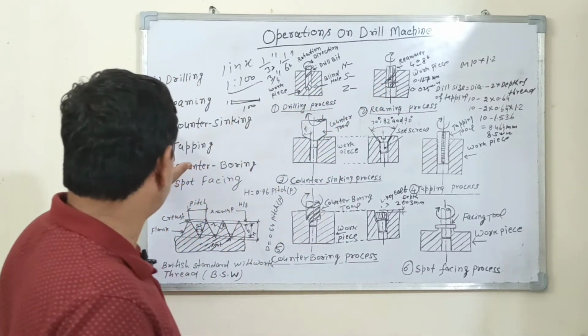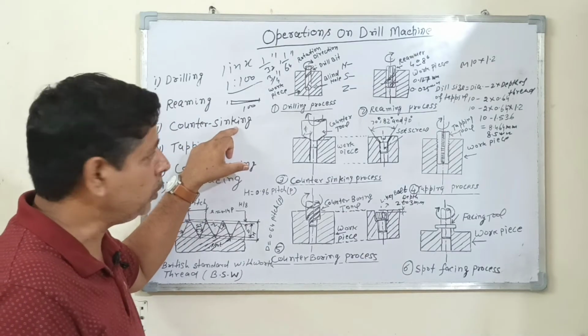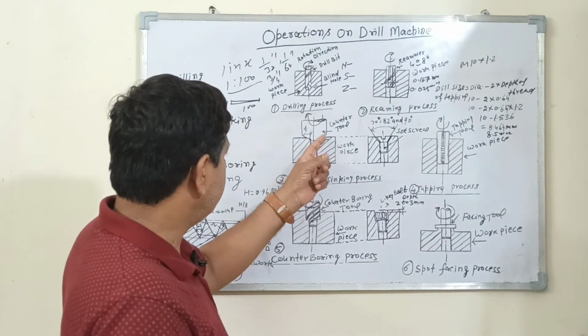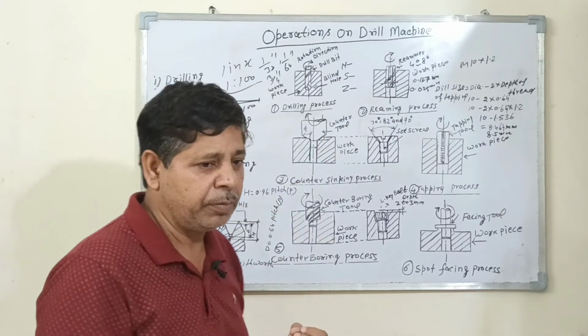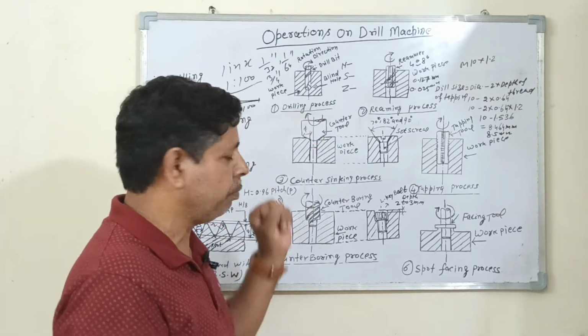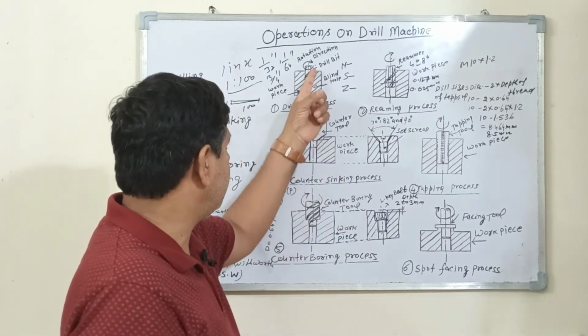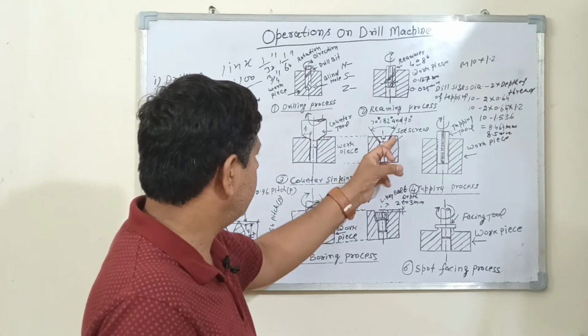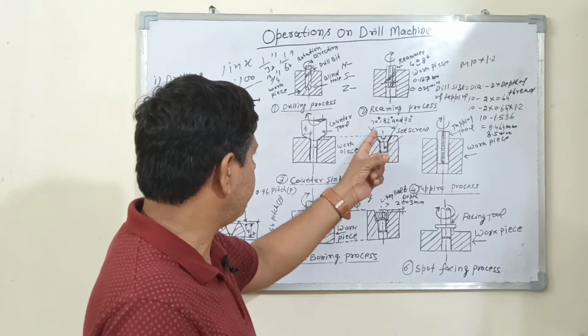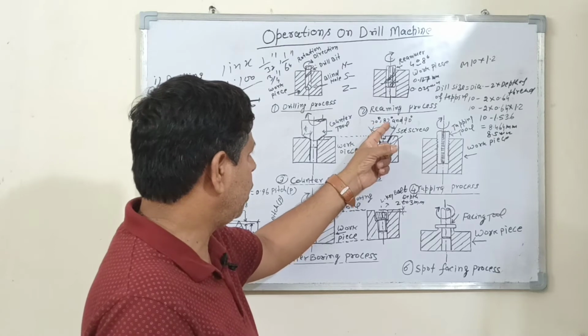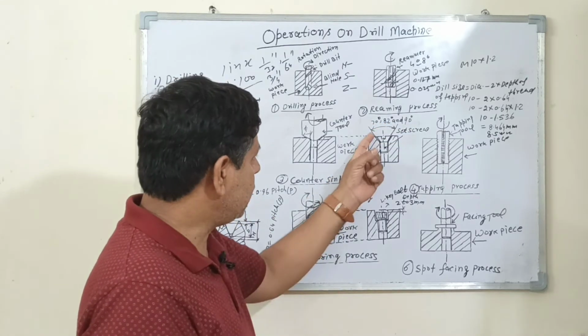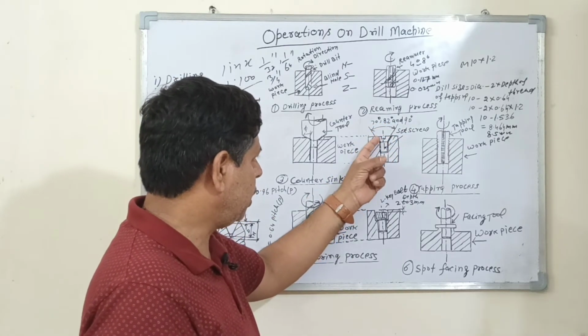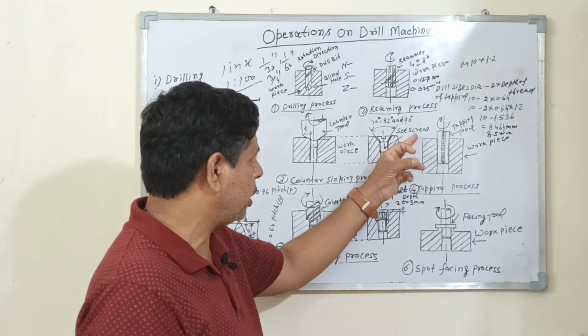The third operation is countersinking. Countersinking is made to increase the upper portion size of the drilled hole, like this. The angle is cut in the taper of 70, 82 and 90 degree. This type of taper is generally used to set the screw.